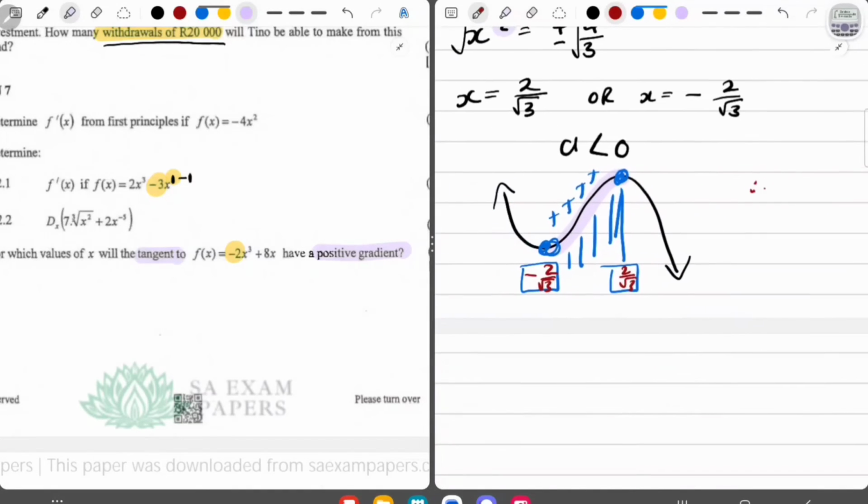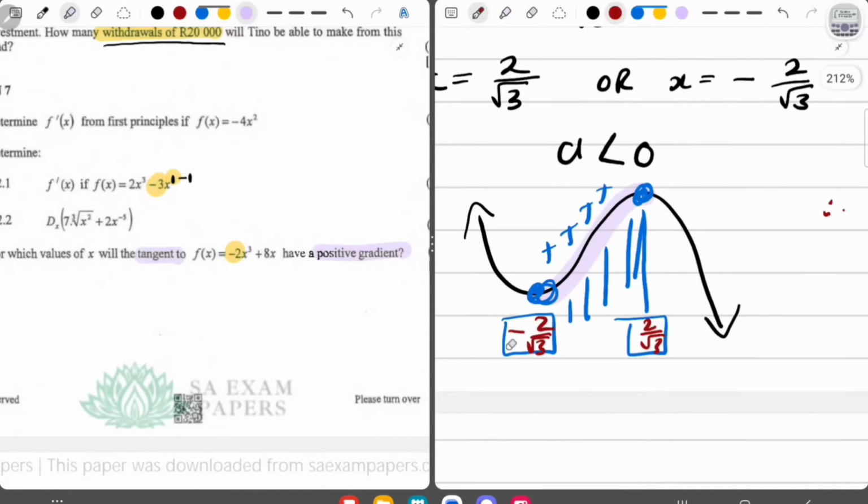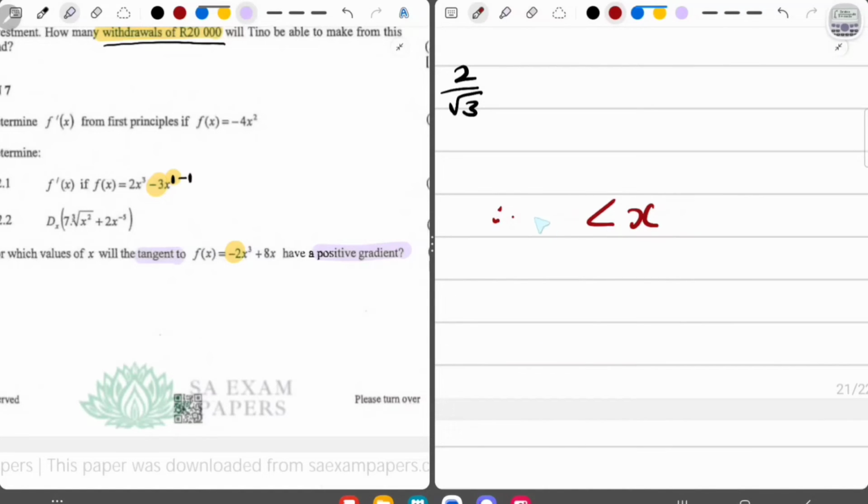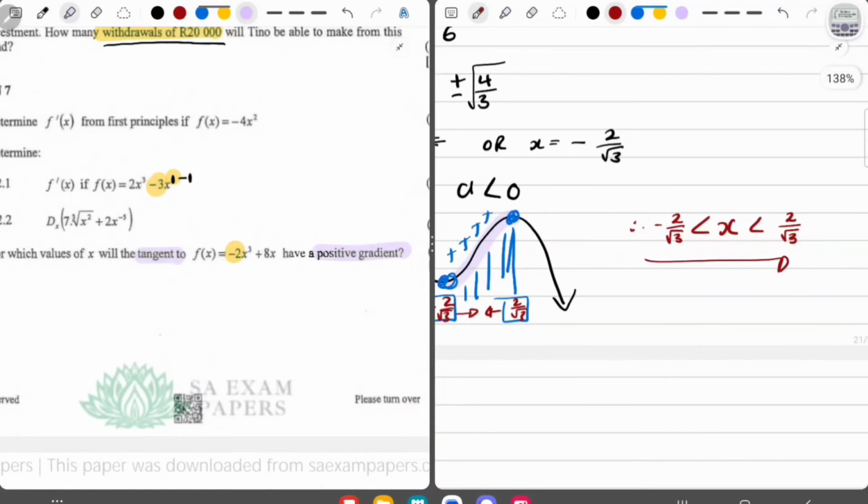This is how I'm going to conclude this. I'm saying, therefore, it's where x is bigger than negative 2 over square root 3, because you see it's all of these values in between these two numbers. Bigger than negative 2 over square root 3, but smaller than 2 over square root 3. So I'm saying x is greater than negative 2 over root 3, but less than positive 2 over root 3. And that is our answer.